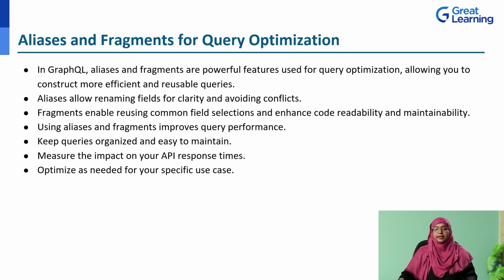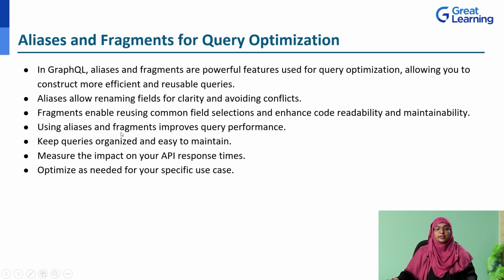Coming to aliases and fragments for query optimization. In GraphQL, we have features called aliases and fragments, which help us with query optimization by allowing you to construct more efficient and reusable queries. Aliases allow renaming fields for clarity and avoiding conflicts. With the help of aliases, you will be able to avoid conflicts between different names in your queries, and you will be able to fetch the appropriate information from your server when you send the query from your client to your server. Fragments enable reusing common field sections and enhance your code readability and maintainability, whereas aliases help you avoid conflicts.